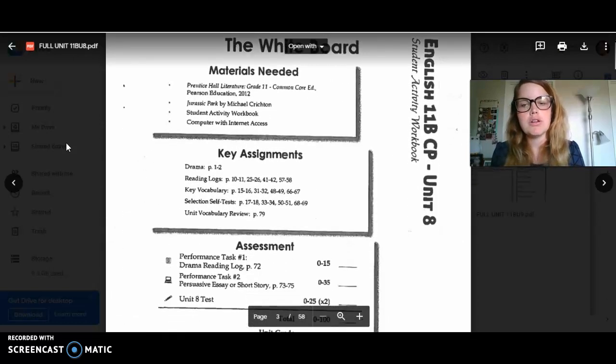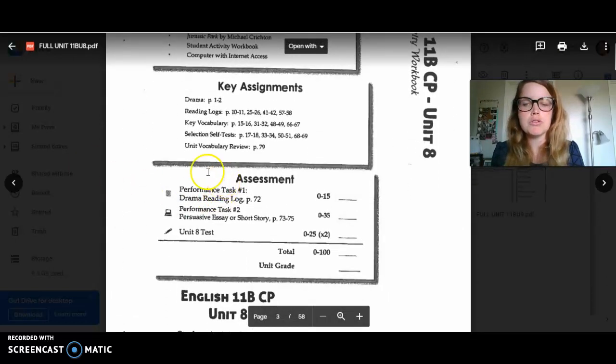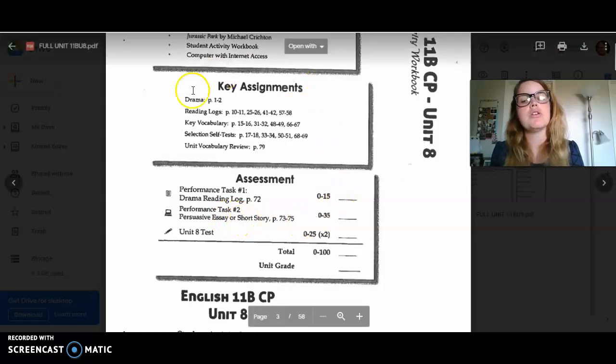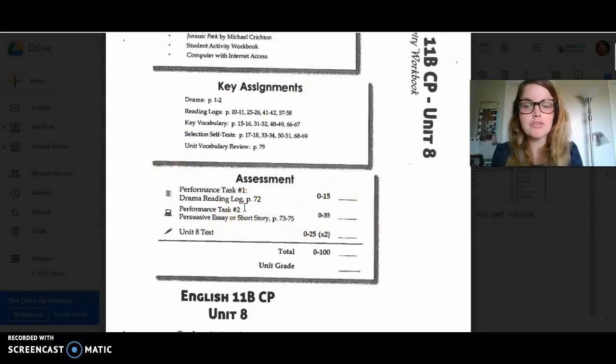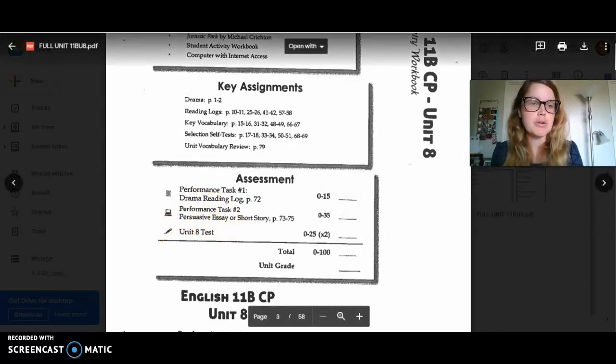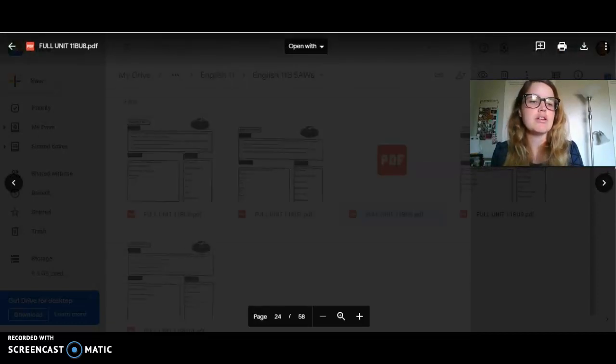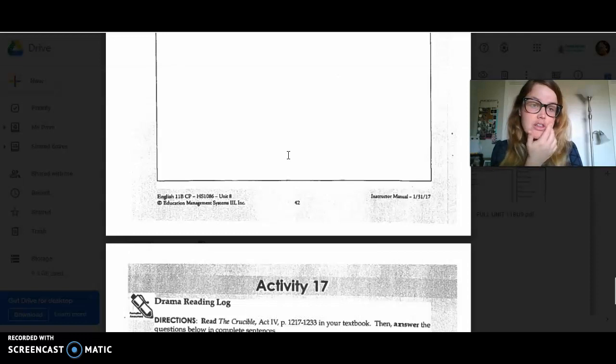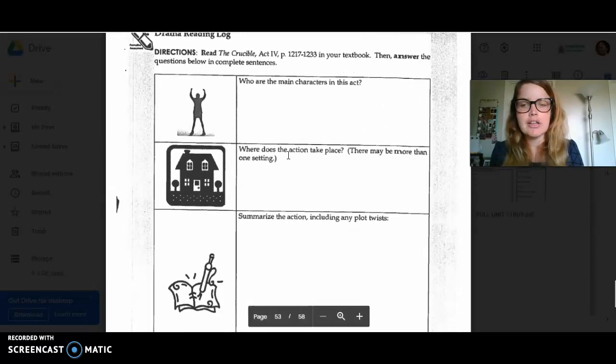So here's the whiteboard. In the whiteboard it tells us what we need to focus on the most. Performance task 1, drama reading log, and then performance task 2, persuasive essay or short story. That's the one that you worked on in Unit 7 that you held on to, because I can't get it back for you, and then the alternative assessment or review. If you have these type of packets, the performance tasks are all at the back. If you don't, then they're somewhere else.